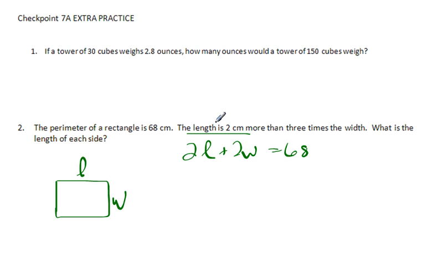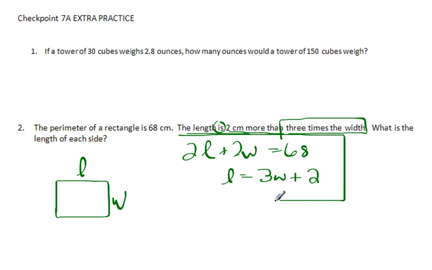The length is, see the word is, length is 2 more than 3 times the width. 2 more than means add 2 to something. So I'm adding 2 more to the 3 widths. There we go. What is the length of each side? You don't have to actually solve it, but there's the system. If I did want to solve it, I'd plug this in for L and use substitution.